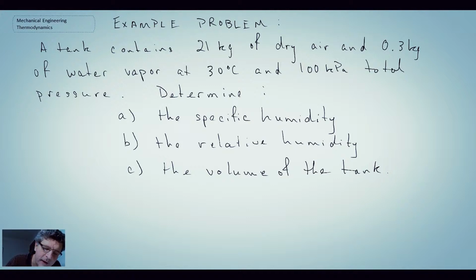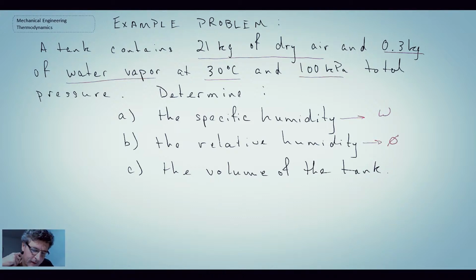So there's our example problem. We're told that we have a tank, 21 kilograms of dry air, 0.3 kilograms of water vapor, 30 degrees C, 100 kPa. They want us to determine specific humidity, that is omega, and the relative humidity, that is phi, and the final thing they want us to determine is the volume of the tank itself. So let's start proceeding through calculating this problem.